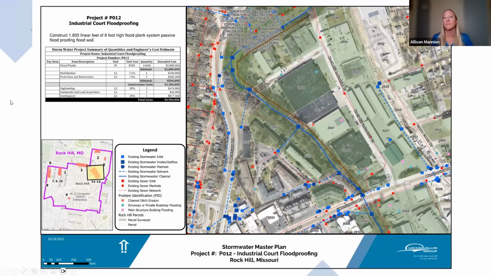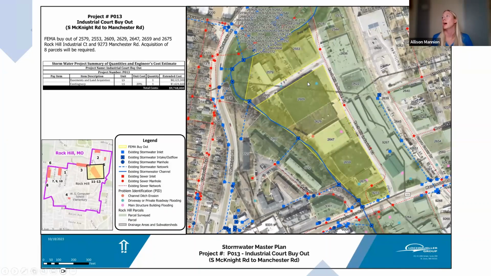And similarly, the last option that was considered is a buyout option. So actually acquiring these parcels, tearing the buildings down, returning it to just the land of the floodplain. However, just due to the cost of almost $10 million, this is really not likely a feasible option. But again, we just wanted to take a look and see how this compared to the other options when coming up with our project ideas.